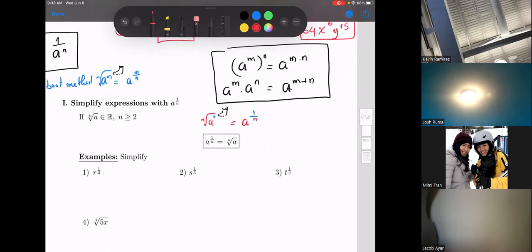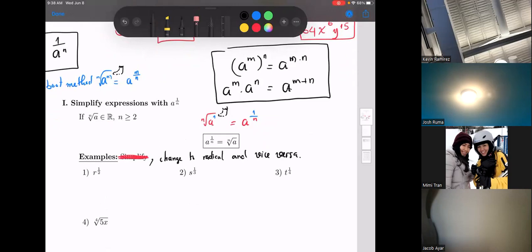Maybe I should say something like this. It's not a good way of saying it. It's to say, I want you to change to radical, and vice versa.